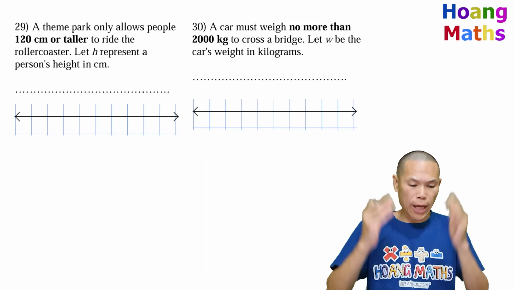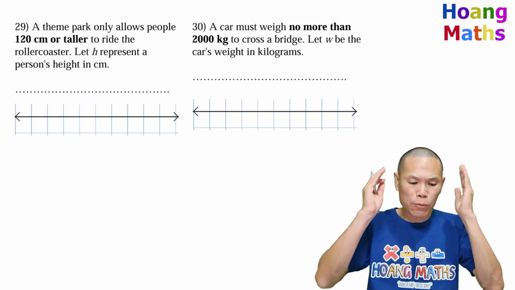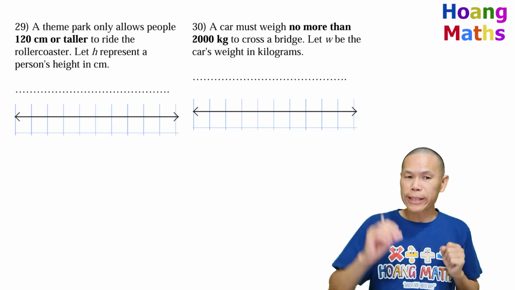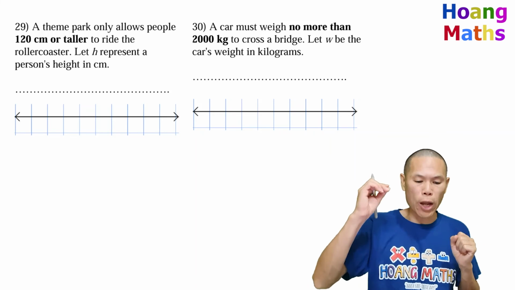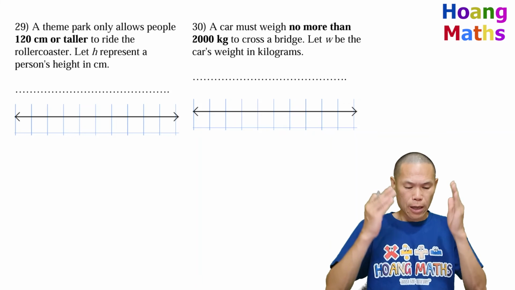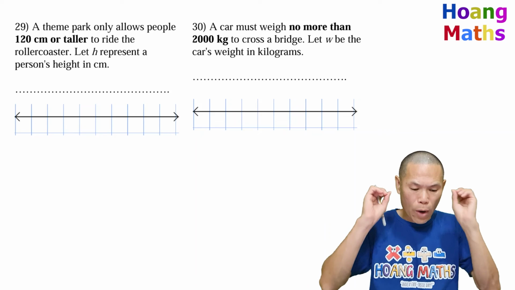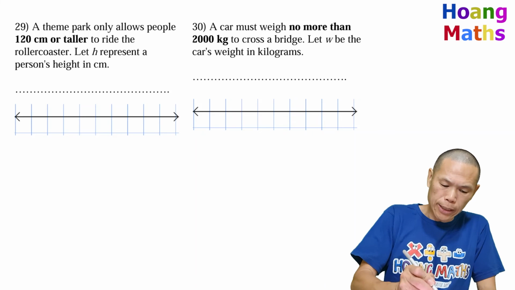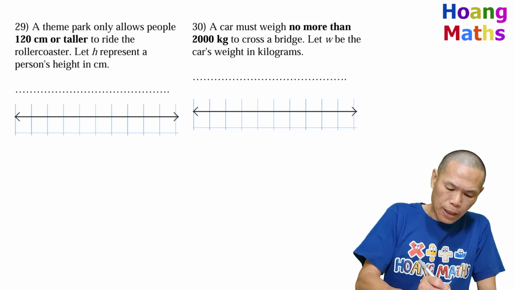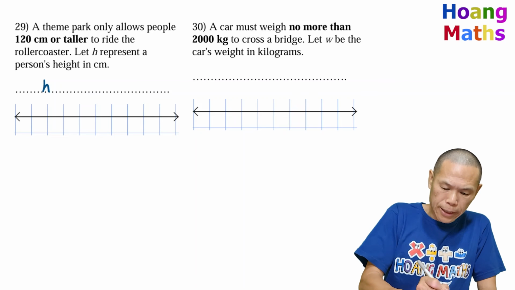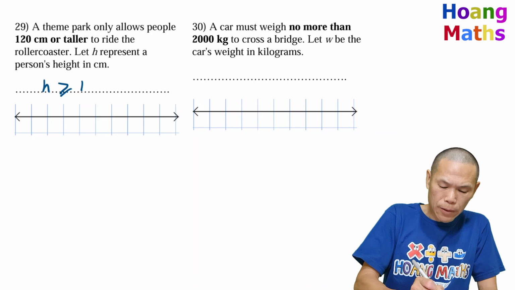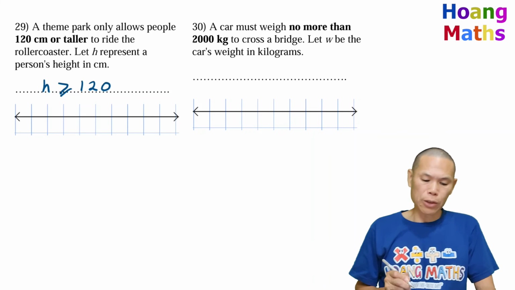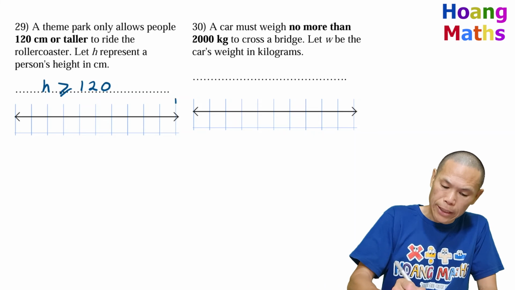So we know that a theme park only allows people 120 centimeters or taller. So that means it must be from 120 centimeters onward. So h represents the height. That means h is greater than or equal to 120 centimeters, right? So just write height here.